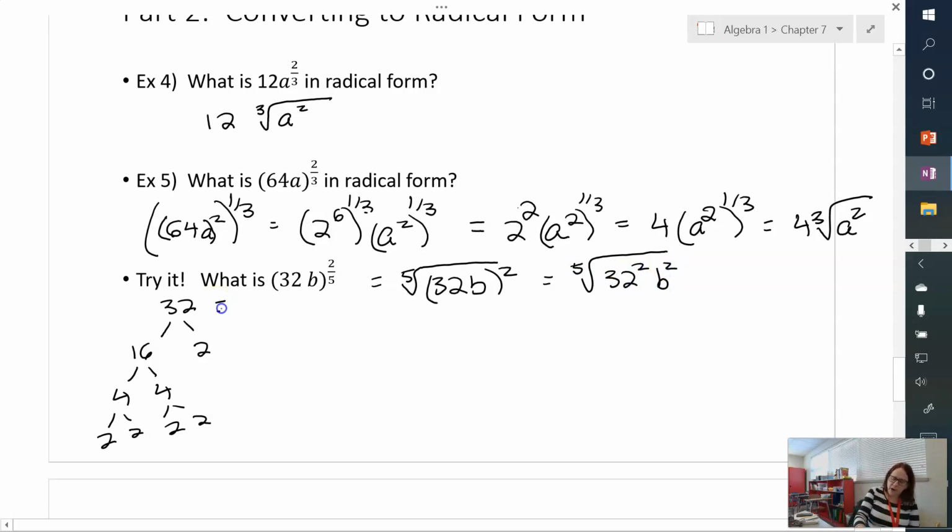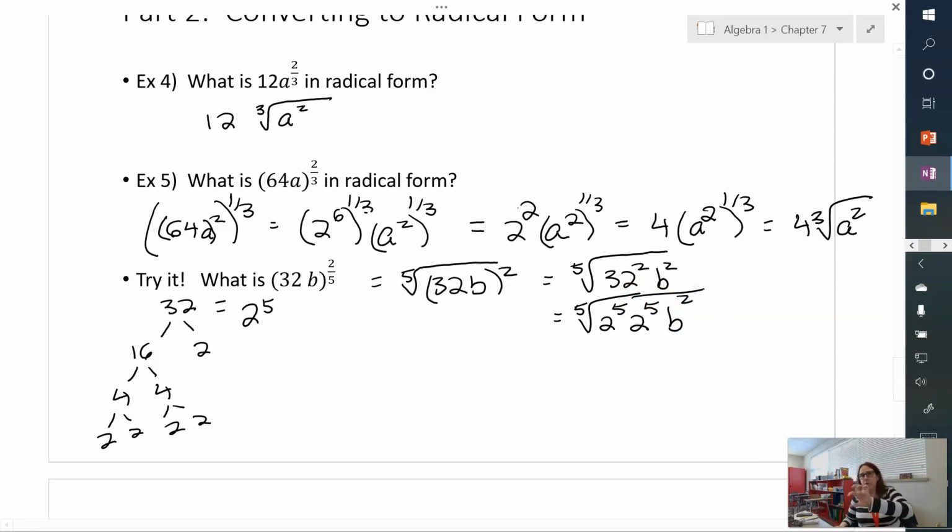And 32, I already figured out, was 2 to the 5th. So I'm going to have the 5th root of 2 to the 5th times 2 to the 5th times b squared. Check it out. I now have 2 teams of 5. I can pull each team out. So I pulled my first 2 out. I pull my second 2 out. That b squared, not enough to make a team of b's. So it is stuck under the radical. So 5th root of b squared.